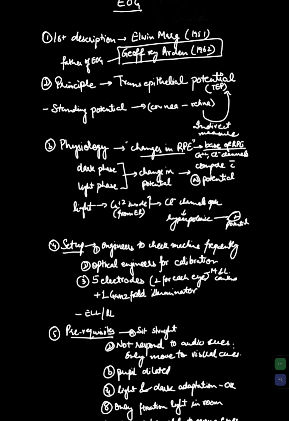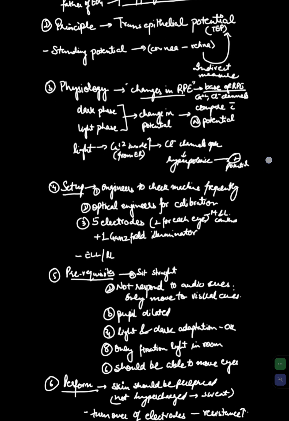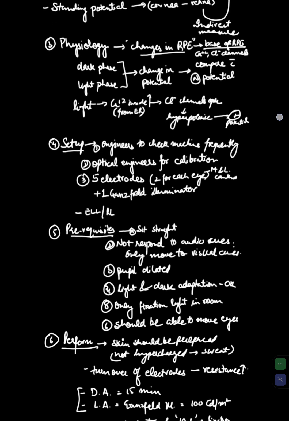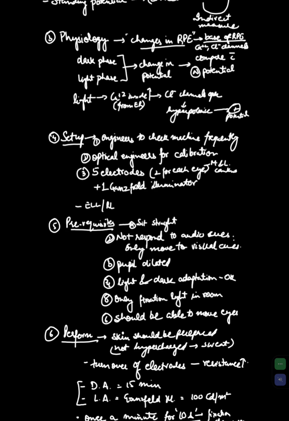What are the prerequisites? Prerequisite for doing EOG is that the patient has to sit straight. The patient does not have to respond to the audio cues and only move to the visual cues. Pupil should be dilated. Full time has to be taken for light and dark adaptation, and there should be only one fixation light in the room, and the patient should be able to move the eyes.